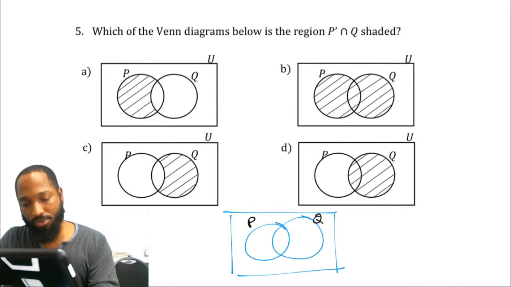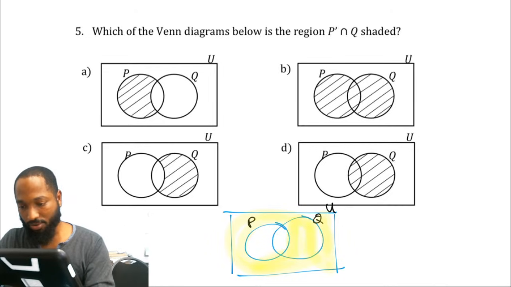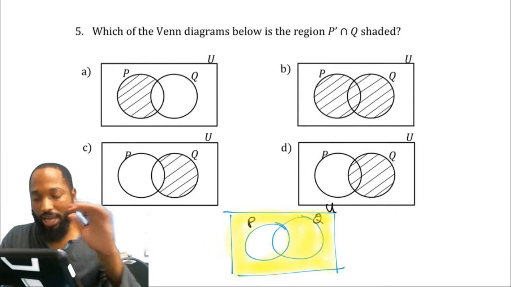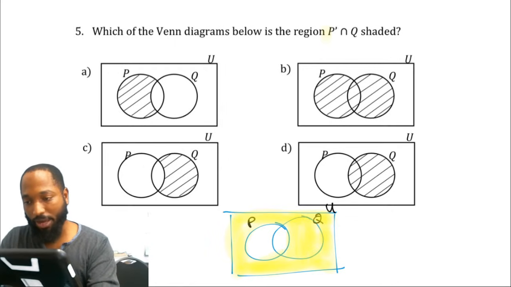P, Q, U. And they say everything outside of P. So I'm going to shade everything outside of P in yellow. Everything outside of P, getting shaded in yellow. Nice. Well, yeah, learn to shade between the lines. So that's everything outside of P. So we did this part, right?